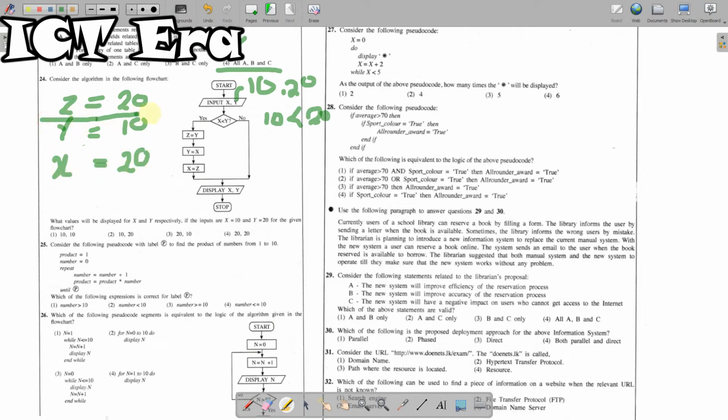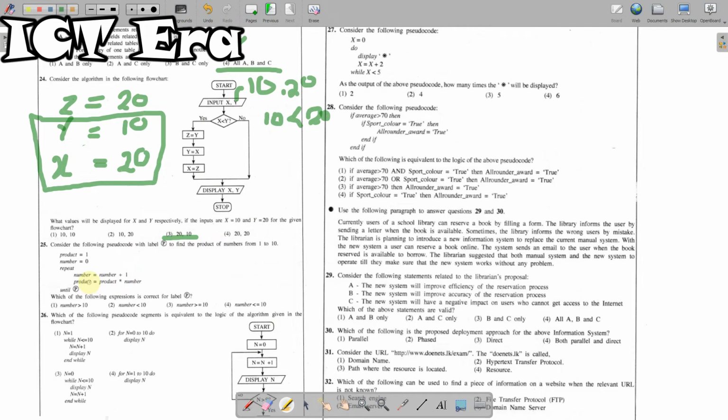So these are the new values of x and y. So x equals 10, x equals 20. Sorry, y equals 10. So the answer should be 20 and 10.